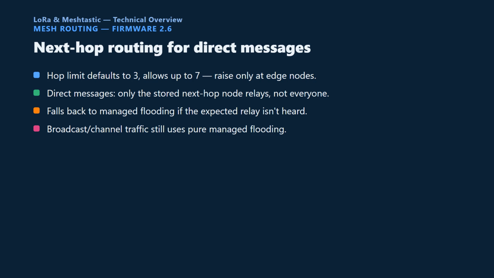Firmware 2.6 added something genuinely new here, next hop routing, but only for direct messages, not broadcast traffic. Instead of every node in earshot attempting to rebroadcast a direct message, only the one stored next hop node relays it, hop by hop. If that expected relay isn't heard, firmware falls back to managed flooding on that hop as a safety net. Broadcast and channel traffic still use pure managed flooding as we just covered. This optimization is specifically for one-to-one messages.